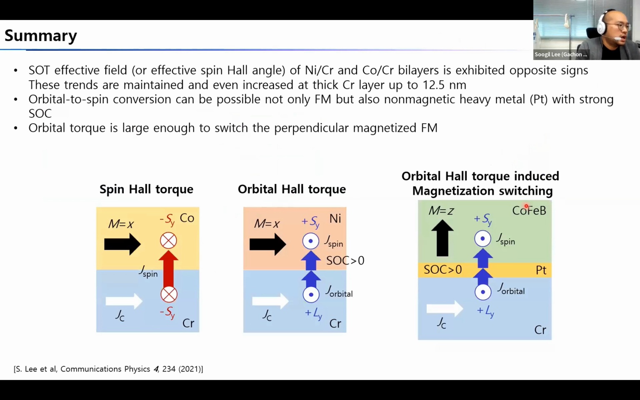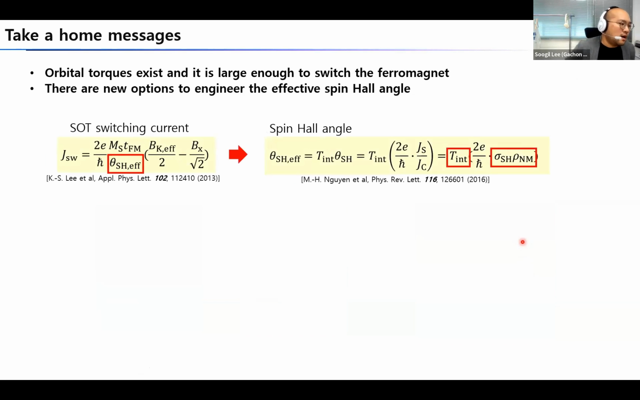Okay, this is the summary of my talk. In this study, we investigated the orbital-to-spin conversion by nickel ferromagnet and platinum non-magnet layers. First, we demonstrated the orbital current-induced spin-orbit torque, in other words, the orbital Hall torque, in these nickel chromium bilayers through the orbital-to-spin conversion by this nickel. And second, we demonstrated the orbital current induced spin switching for perpendicular magnetization with this thin platinum insertion layer. And this is the final slide.